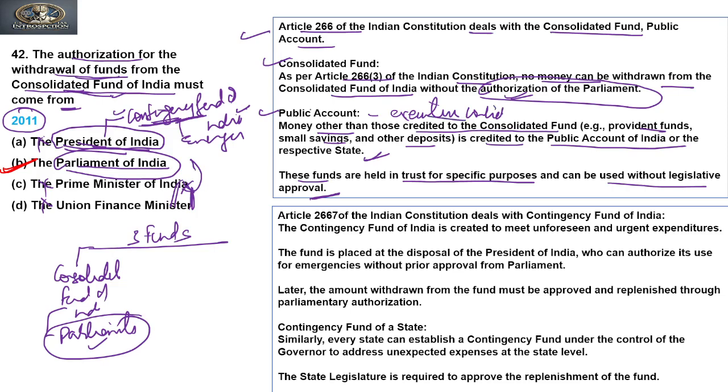So this is also under executive control, we can say that. Executive control means that no permission is required. It does not mean the President will release the fund, right? Take the Public Account: when you go to the ATM to withdraw money from your account, that does not require permission from Parliament or the executive. It means it is at your disposal, and it comes under the executive. Clear?